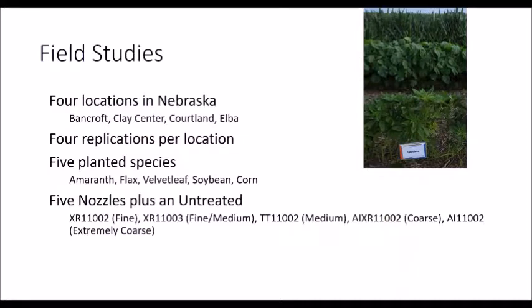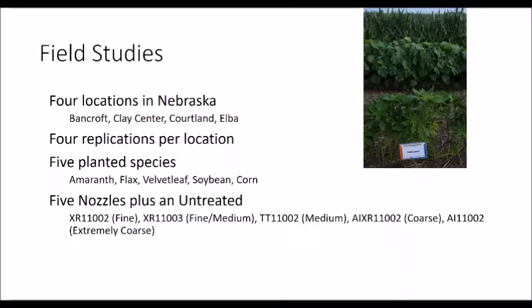But for each herbicide we looked at, we used 5 different nozzles: an XR 11002 giving us a fine spray quality. We used the XR 11003 operated at 43.5 psi, which is that reference curve from the ASABE S572 standard, which has been referenced in the previous 2 webinars as the boundary between the fine and medium. And then we used a Turbo TT 11002 to give us a medium spray quality, an AIXR 11002 to give us a coarse spray quality, and then an AI 11002 to give us an extremely coarse spray quality.